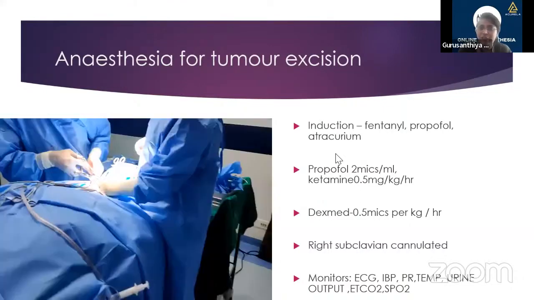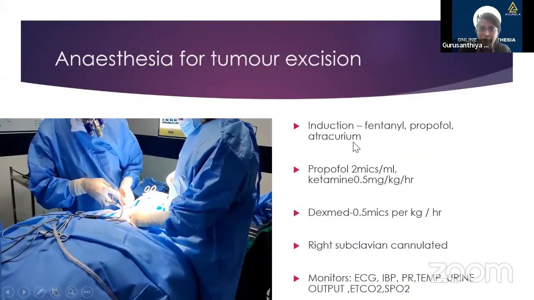Initially, we had given her fentanyl, propofol, and atracurium. Then we had a propofol TCI at 2 mics per ml concentration. Then ketamine at 0.5 milligram per kg per hour, and dexmed at 0.5 mics per kg per hour. Due to the sparsity of veins from the previous admissions, we had to cannulate her right subclavian vein, and we also cannulated the left radial artery for invasive blood pressure monitoring. These were the monitors used along with this.